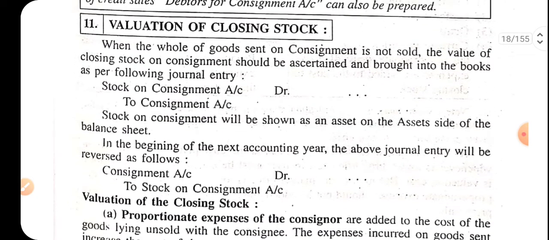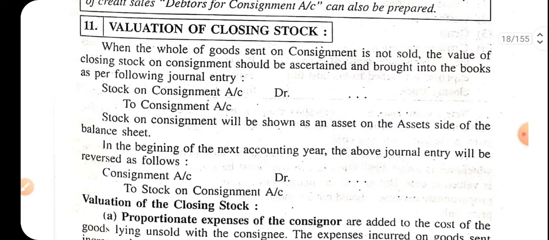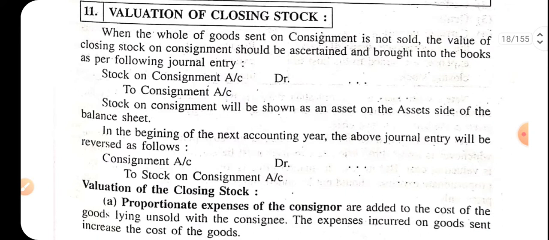In the earlier lecture we discussed sum number 1. Now we are concentrating on sum number 2, but before understanding sum number 2, we must get information regarding the valuation of closing stock. When the goods sent on consignment are not sold, the value of closing stock arises.